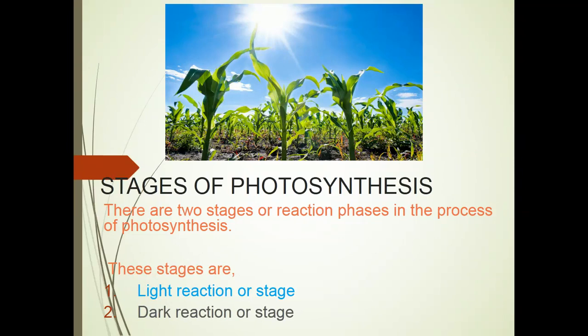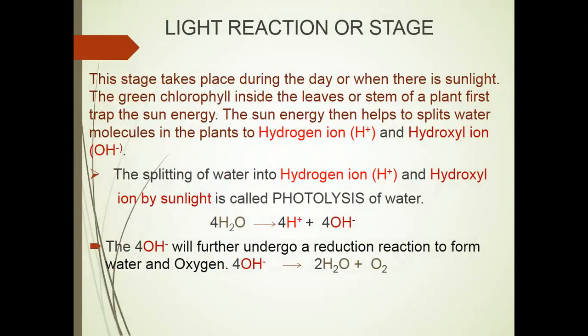Now, stages of photosynthesis. There are two stages or reaction phases in the process of photosynthesis. These stages are 1. Light reaction stage, 2. Dark reaction stage. Now let's look at the light reaction stage. This stage takes place during the day or when there is sunlight. The green chlorophyll inside the leaves or stem of a plant first traps the sunlight. So it is the chlorophyll that absorbs the sunlight.